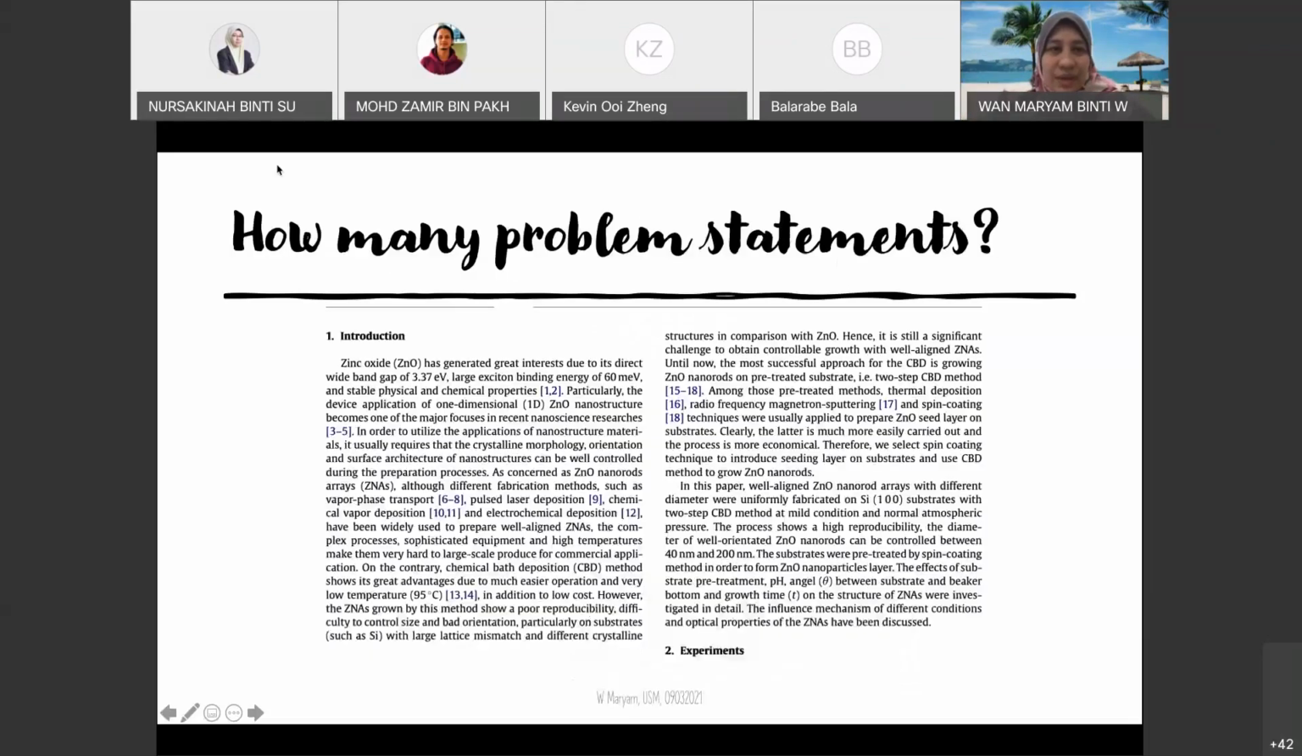Now, I have here an example of an introduction. How many problem statements do you see? Introduction must always have a problem statement, the problem that you want to solve by your research. In this paper, how many problem statements can you observe? Do you see any problem statement at all?